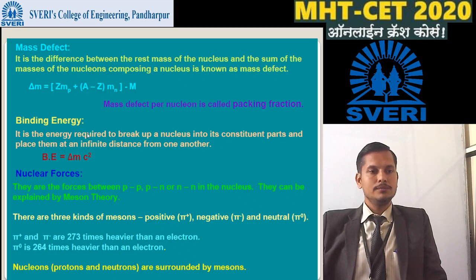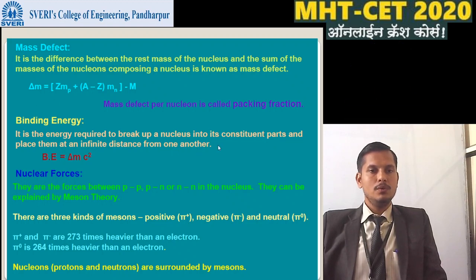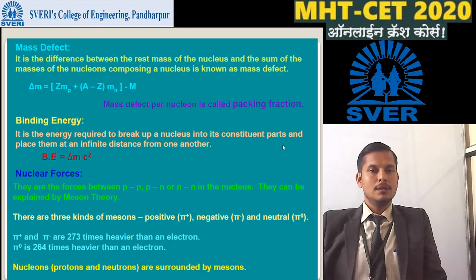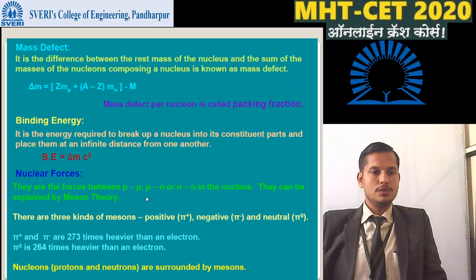Next is binding energy. It is the energy required to break up a nucleus into its constituent parts and place them at an infinite distance from one another. So binding energy is the energy utilized to bind the nucleons, which is delta M into C square. Next is nuclear forces. They are the forces between proton-proton, proton-neutron and neutron-neutron in the nucleus. They can be explained by meson theory. So we get these nuclear forces, which are the forces between nucleons.